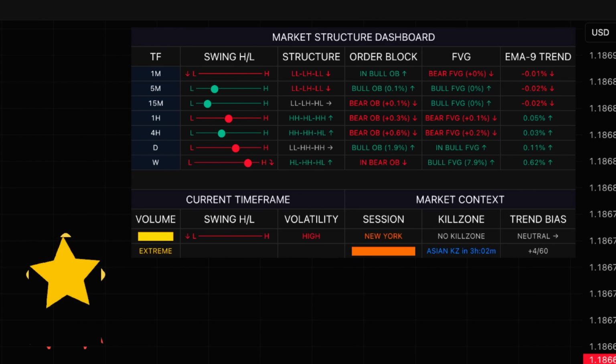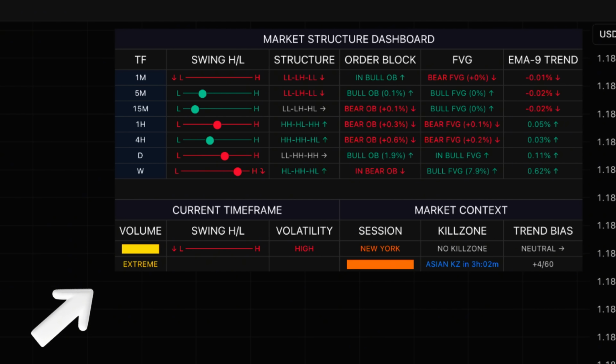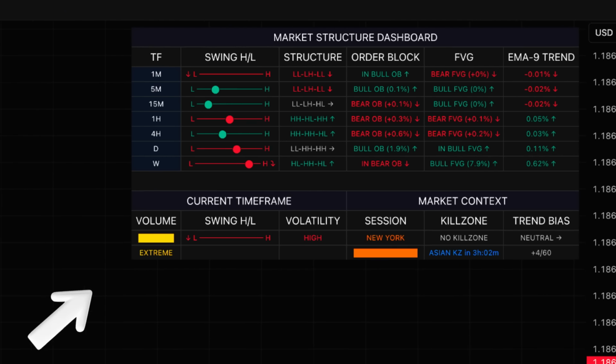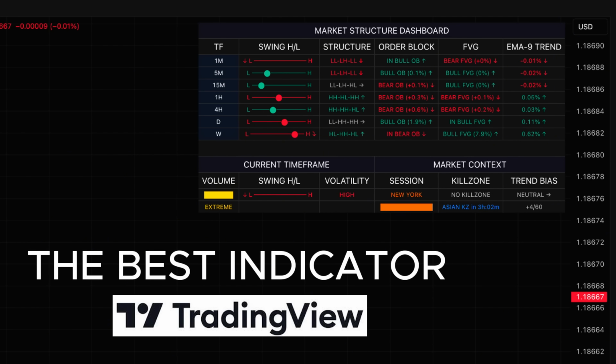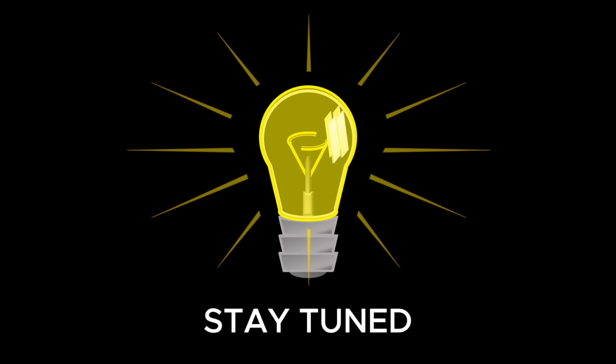And the excellent feature is that all these concepts can be displayed independently in up to 7 different time frames, and everything is shown here in this dashboard. This is the best indicator I've ever seen on TradingView. I will completely explain this indicator and how you can use it, so make sure you watch this video until the end and let's get started.